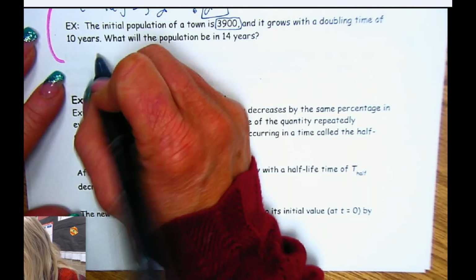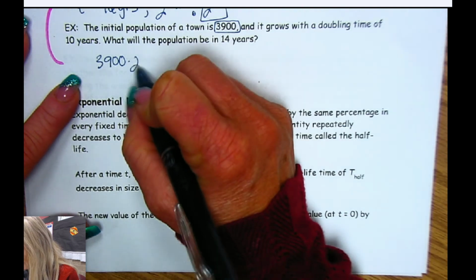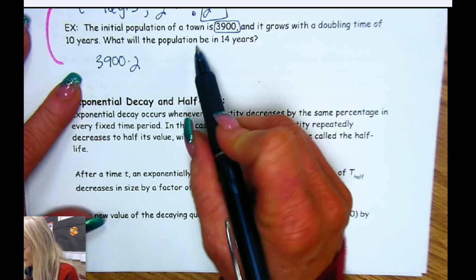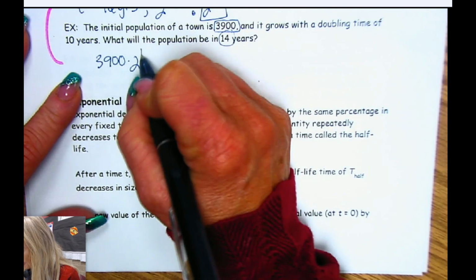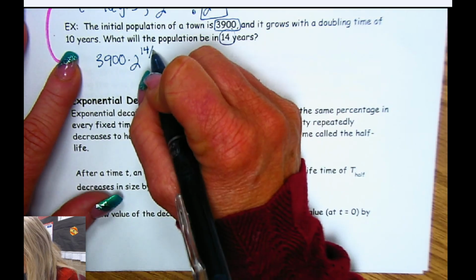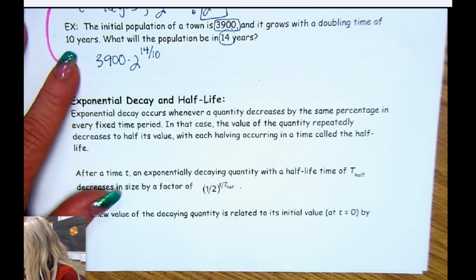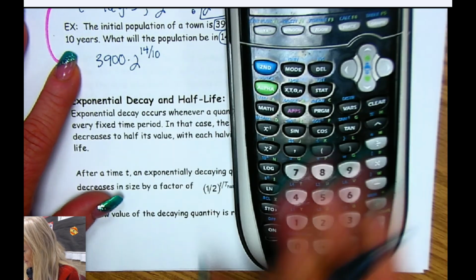All right, so we're going to take 3,900, which is the initial population. We're going to multiply it by 2 to little t. Now, little t is 14 years. That's how much time is passing when we're figuring out what the new population will be. And then over double time, which is 10 years.